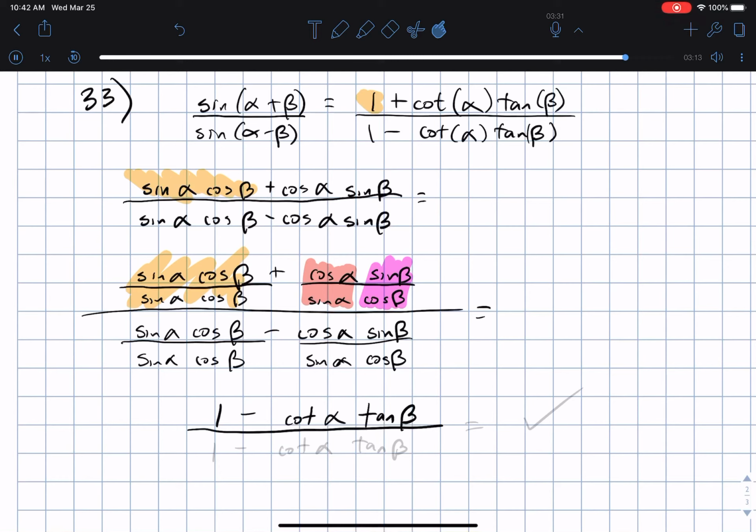Bottom left, I've also got a 1. Again, I've got, for the alphas, the definition of cot. And for the betas, I've got a tangent. And now the left side looks like the right.